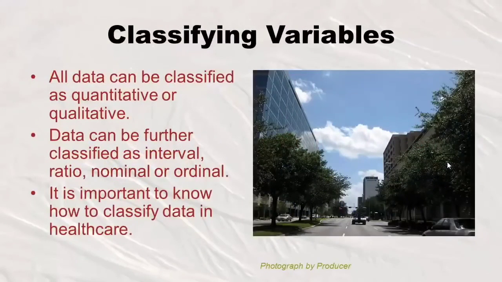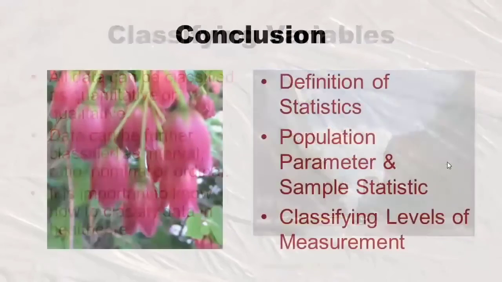So all data can be classified as quantitative or qualitative. So if you have a variable, that's the first split you can make, is the difference between quantitative and qualitative. But once you do that, you can further classify it as interval, ratio, nominal, or ordinal. And it's really important to know how to classify data in healthcare, as you'll find out later, because depending on how you classify it, you might be able to do different things with it in statistics.